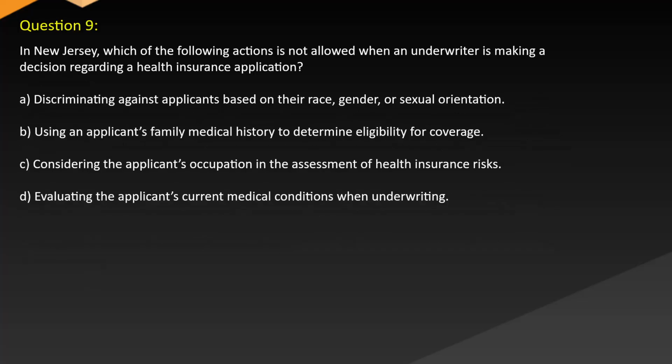Question 9. In New Jersey, which of the following actions is not allowed when an underwriter is making a decision regarding a health insurance application? A. Discriminating against applicants based on their race, gender, or sexual orientation. B. Using an applicant's family medical history to determine eligibility for coverage. C. Considering the applicant's occupation in the assessment of health insurance risks. D. Evaluating the applicant's current medical conditions when underwriting.